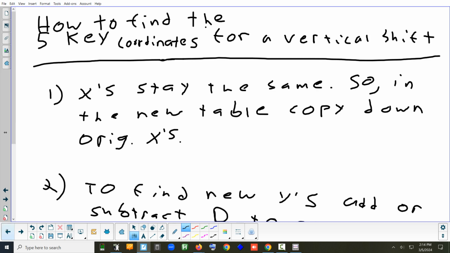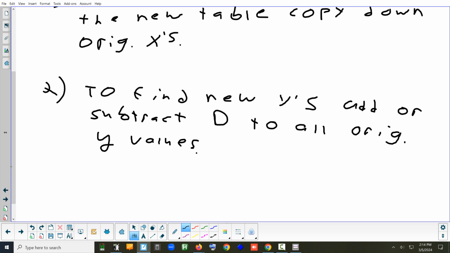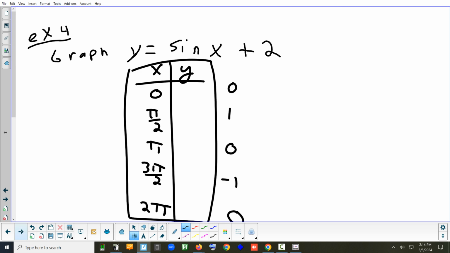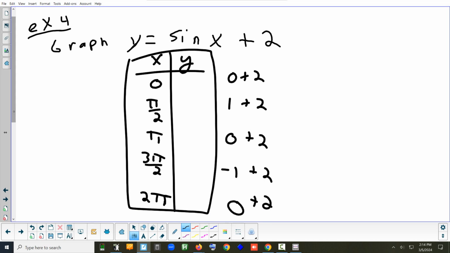Add 2. Yeah, add 2. So to find the new y values, in this case, add the number that's at the end to all the originals. So add 2. All right. So what are my new y values?